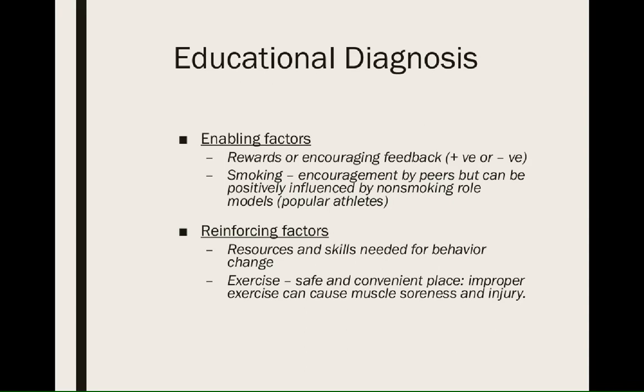Next factor is enabling factor. Reward or encouraging feedback, positive or negative. For example, smoking lagi. Smoking encouragement by peers but can be positive influence by non-smoking role model. Maksudnya kita pakai popular athlete. Di sini dia letak contoh popular athlete to encourage them to become a non-smoking.